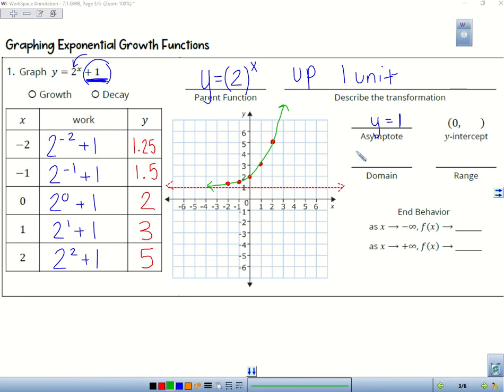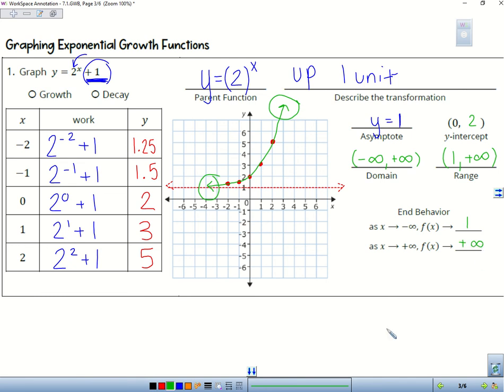So domain for any of these is always all real numbers. What's my y-intercept here? 2. Good. The range is going to be whatever your asymptote is to positive infinity if it's above the asymptote. If it's below the asymptote, it's going to be negative infinity to whatever that value is. It'd be 1 to positive infinity, but the 1's not included. Exactly. And then in end behavior, over here, my graph is approaching the asymptote at 1. And over here, my graph is approaching positive infinity.